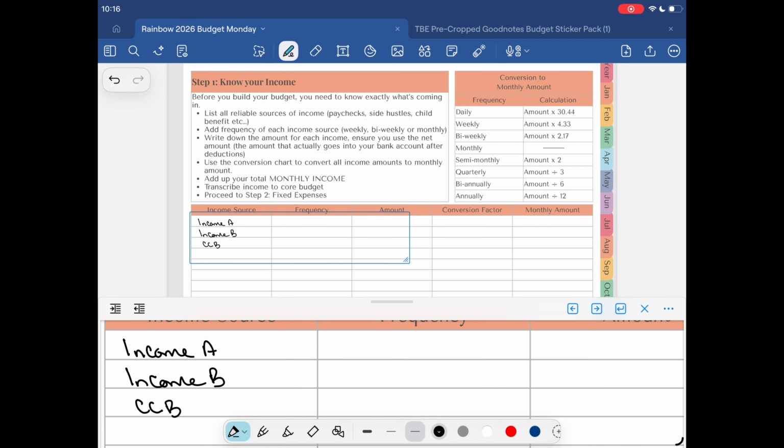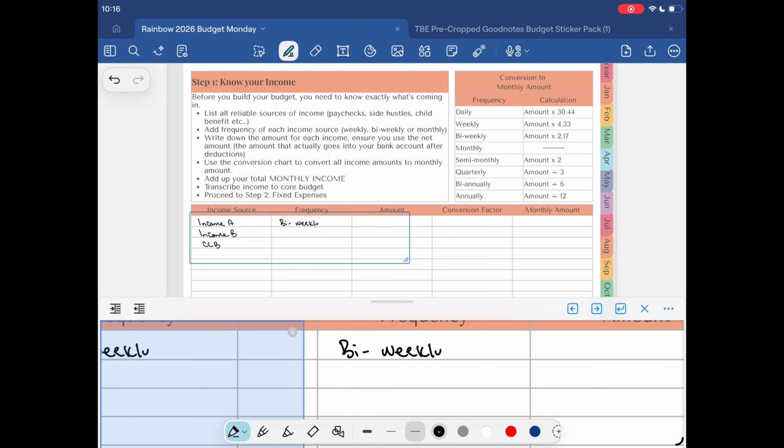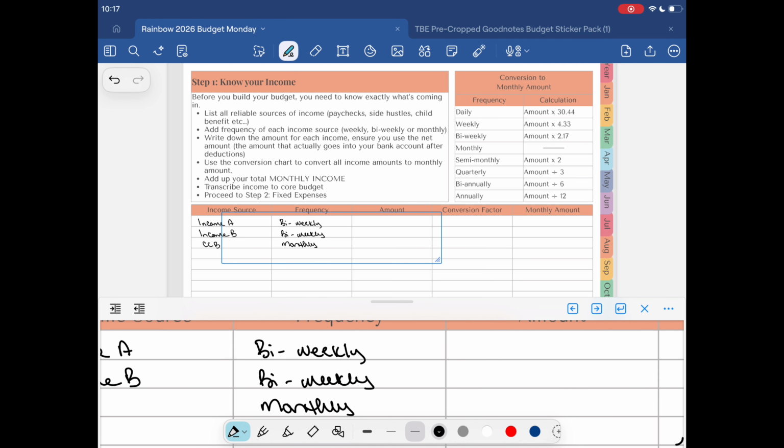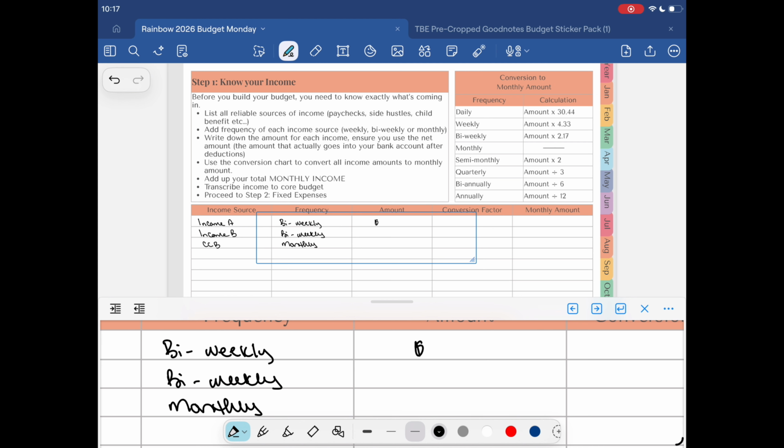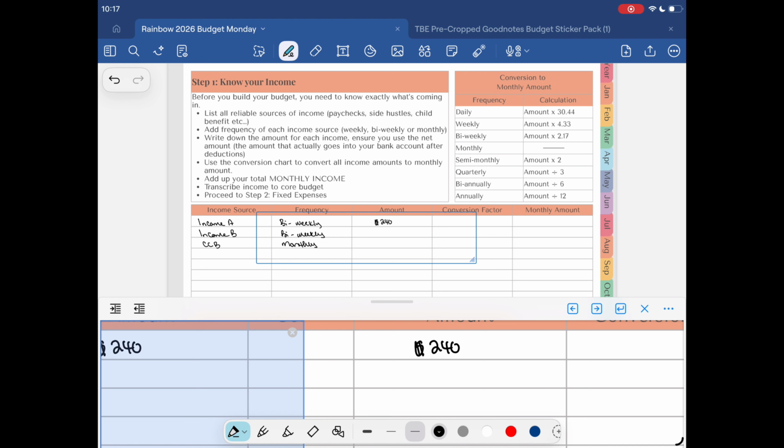So the frequency, my husband and I each get paid bi-weekly. And the Canada Child Benefit comes monthly. Paycheck A is $2,400 bi-weekly, and paycheck B is $1,950 bi-weekly. And the Canada Child Benefit is $407 monthly.